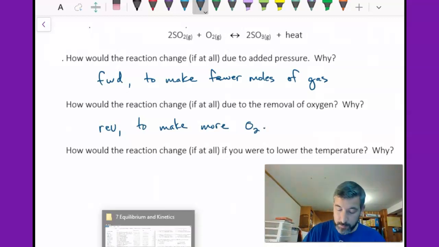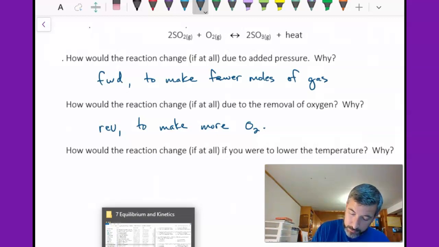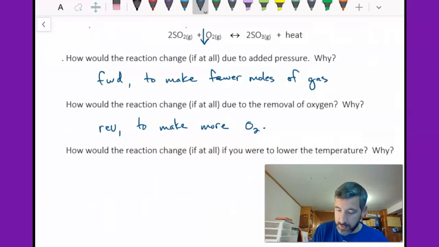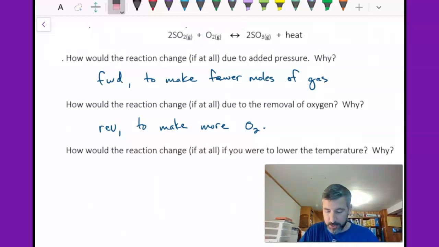So the way I always look at this is, draw some arrows. If I take away oxygen, if I make it go down, the reaction is going to try to speed up in whichever direction makes more. So that would be reverse, right? All right, final question. How would the reaction change, if at all, if you were to lower the temperature, and why?